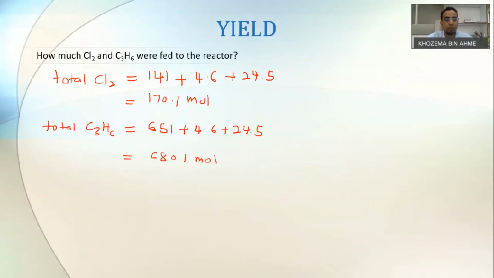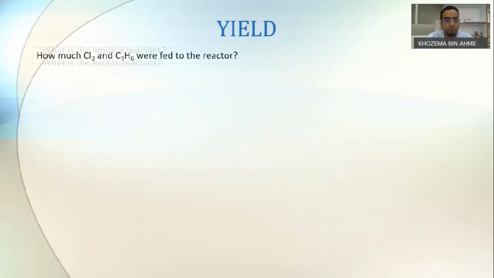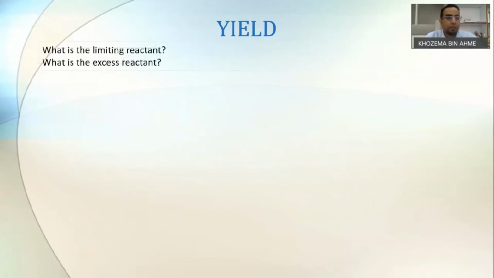So these are the total chlorine and the total propane fed to the reactor. The next one is: what is our limiting reactant and what is our excess reactant? Just now, if we look at our stoichiometric coefficients, 1 mole of chlorine will react with 1 mole of propane, for both reaction 1 and reaction 2.